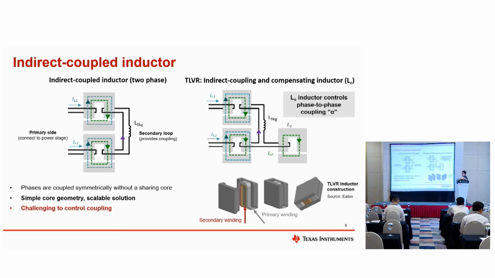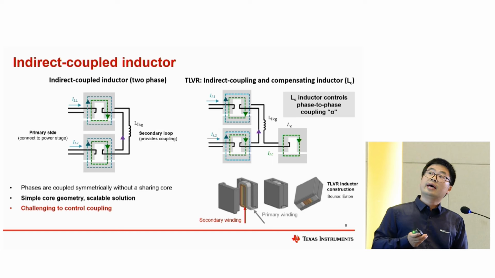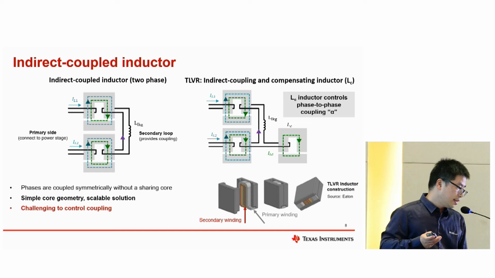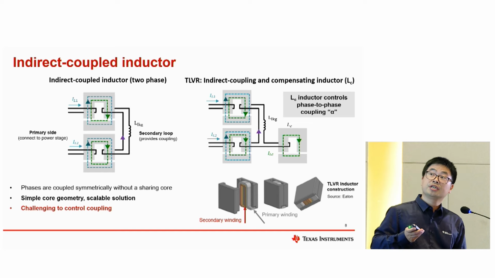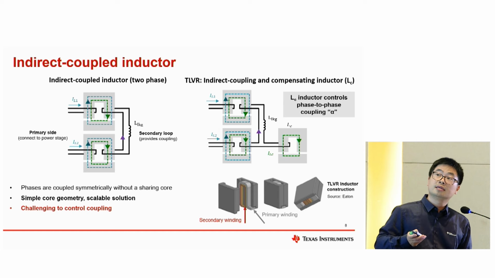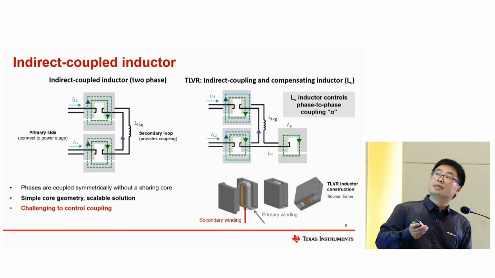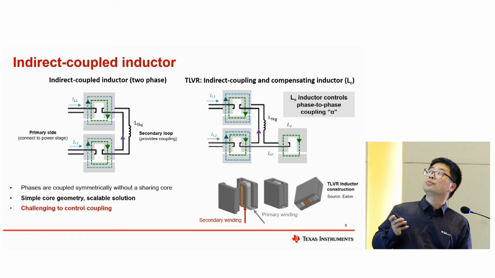But TLVR relies on the indirect coupled inductor. You can see here they use a shared current in the second winding. They use this winding here to do the coupling. So this is just the indirect coupled inductor, but this is the TLVR, what we use now.